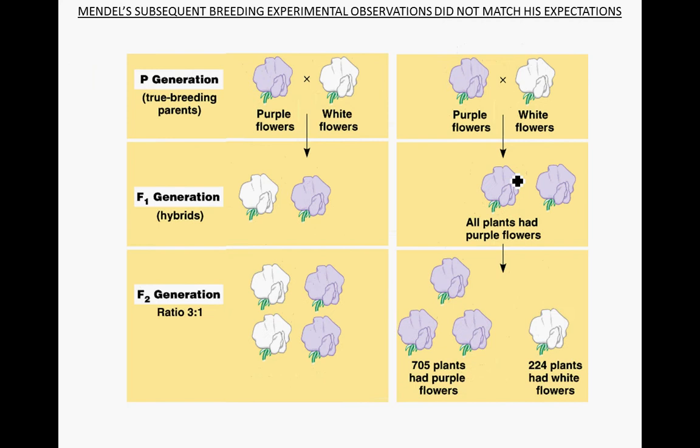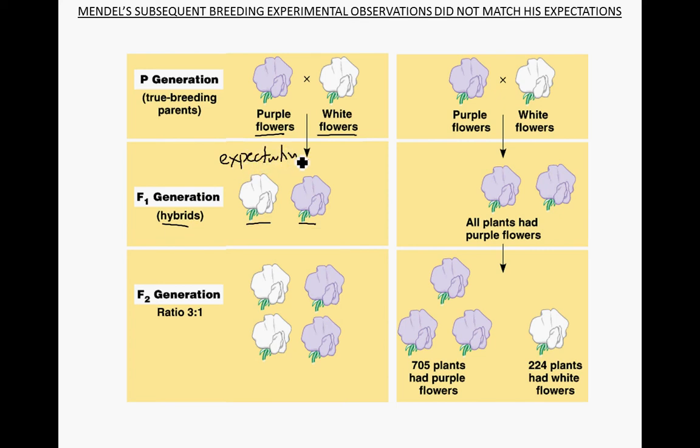So the next logical step was, okay, well, if I cross true breeding purple with true breeding white, as seen over here, right? The expectation for the hybrids, the F1 generation down here, should be that I get whites and purples. So again, this was his expectation.